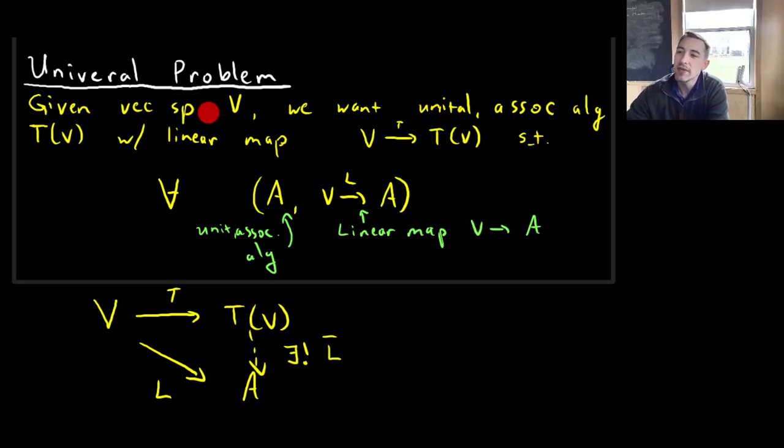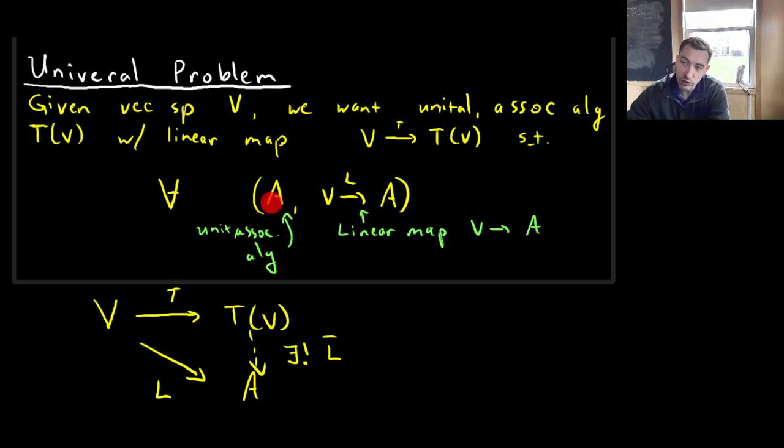So given a vector space V, we want a unital and associative algebra, and I'm just going to go right to calling it T of V. It's going to be the solution. This is just the notation for the tensor algebra generated from V. So we want T of V with a linear map that goes from V into T of V, such that it satisfies the following condition.